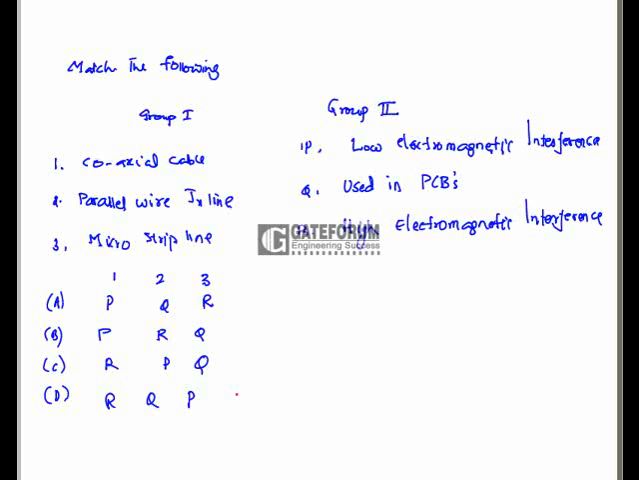Match group 1 with group 2: coaxial cable, parallel wire transmission line and microstrip line. In coaxial cable, shielding is provided. Hence, there is low electromagnetic interference. Whereas parallel wire transmission line has high electromagnetic interference. Microstrip lines are preferred in printed circuit boards, that is PCB. So 1 P, 2 R and 3 Q, that is option B is correct.